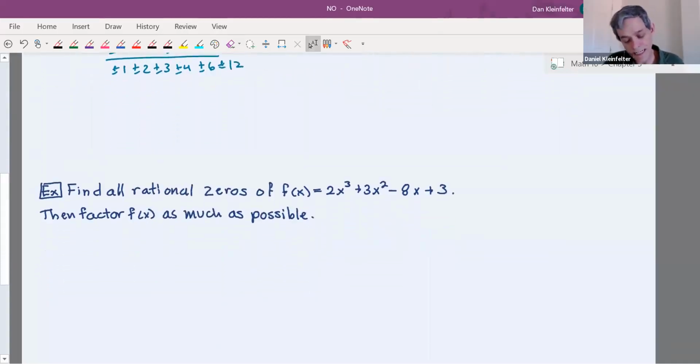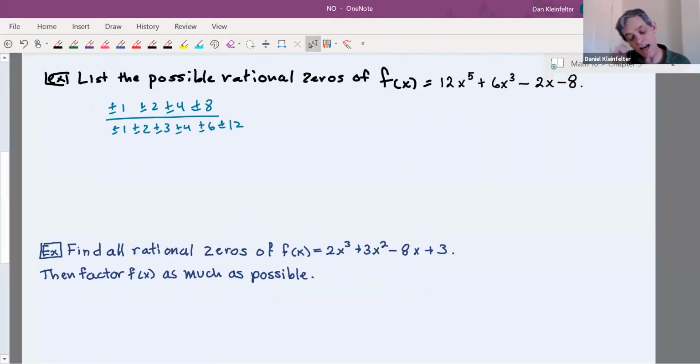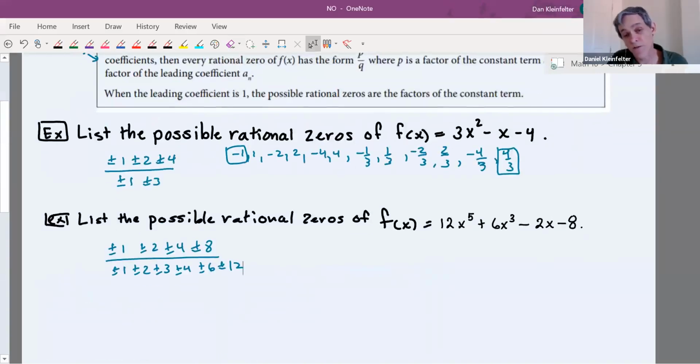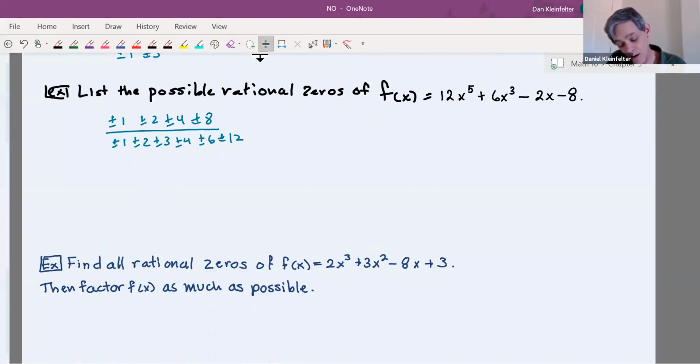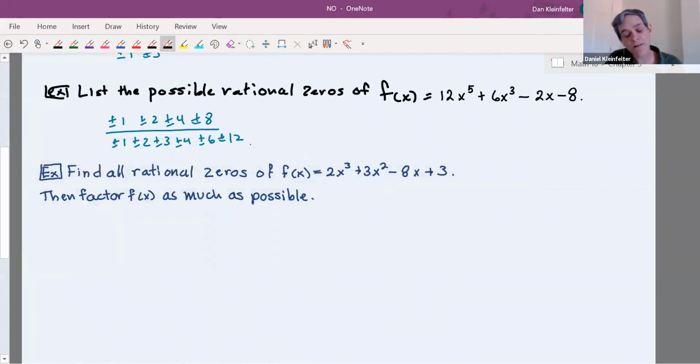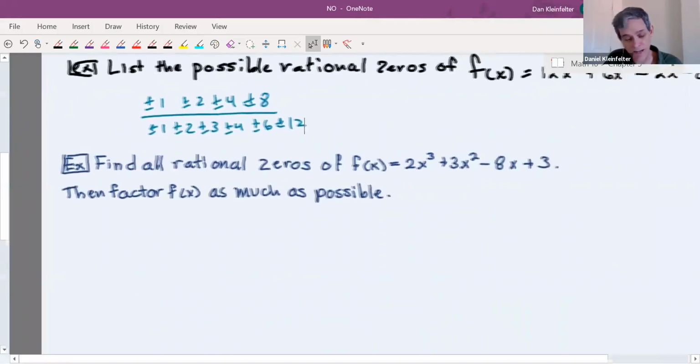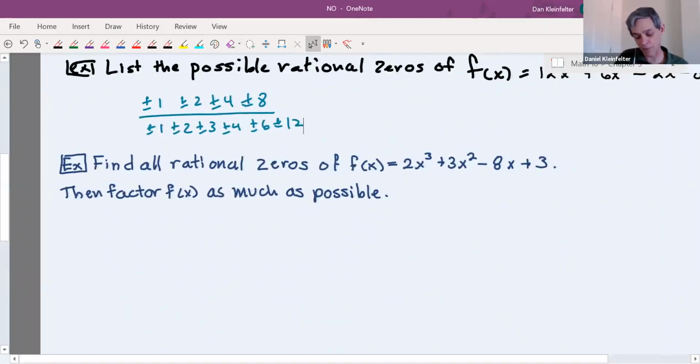All right, in the next example, what we're going to do is actually find the rational zeros. In the first two examples, we just found out what the possibilities were. In this one, we will actually find out what those zeros are, and then we'll go ahead and factor f as much as possible. Note that this thing has degree 3, so that's not the kind of thing we usually factor, but here we're going to be able to.